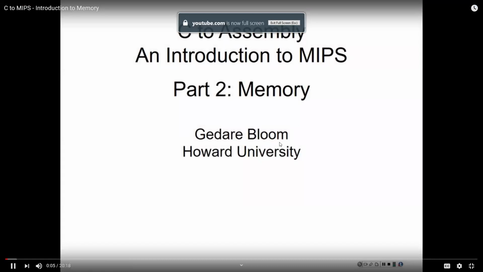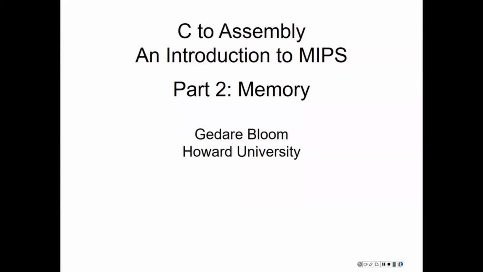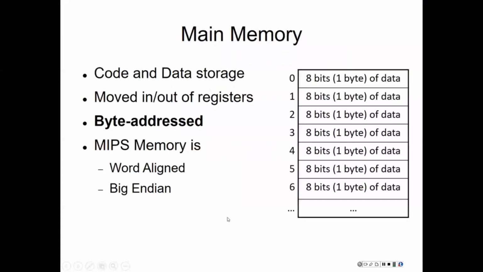Welcome to the second installment of the C2 Assembly Introduction to MIPS. Main memory is one of the three components of a computer, and it's the component that stores the code and data for a program, which the processor fetches and loads and stores in order to get data in and out of registers and to move instructions into the processor for execution.